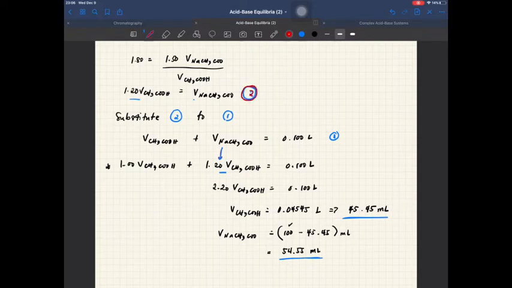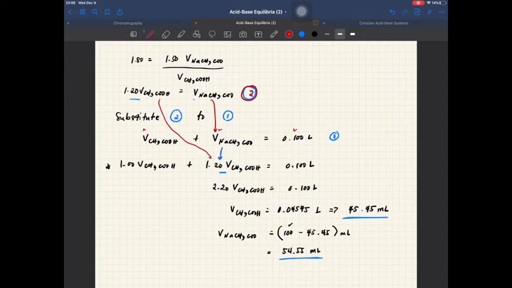Okay, now that we have equation number 2, we can substitute this into equation number 1. Our equation number 1 is this one. We have determined this previously. And we can substitute, these are similar terms. But the volume of sodium acetate is also equal to 1.20 times the volume of acetic acid. So this one is substituted here.